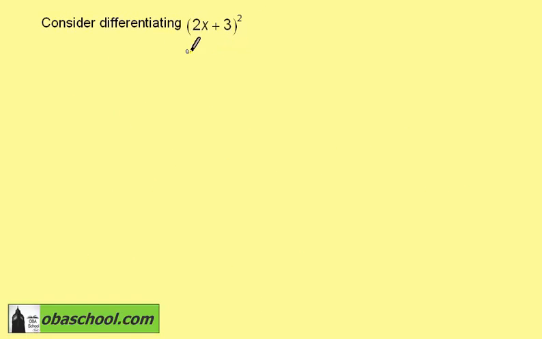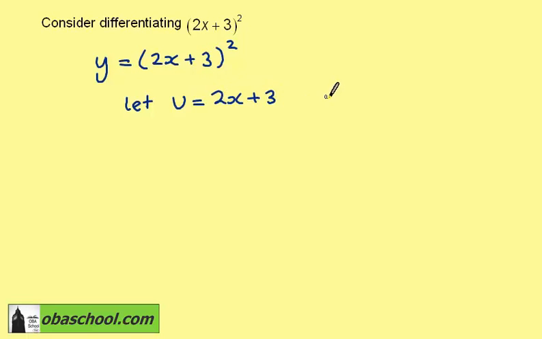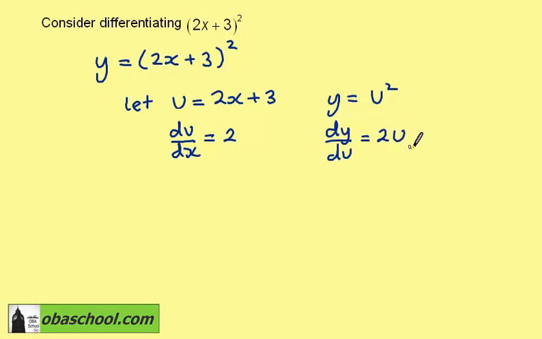Let's go back and differentiate (2x + 3) squared using the same technique. So we have y is (2x + 3) squared, and instead of multiplying out the bracket, let's let u be equal to 2x plus 3. And if we do that, y will be equal to u squared. du/dx then is equal to 2, and dy/du would be equal to 2u.